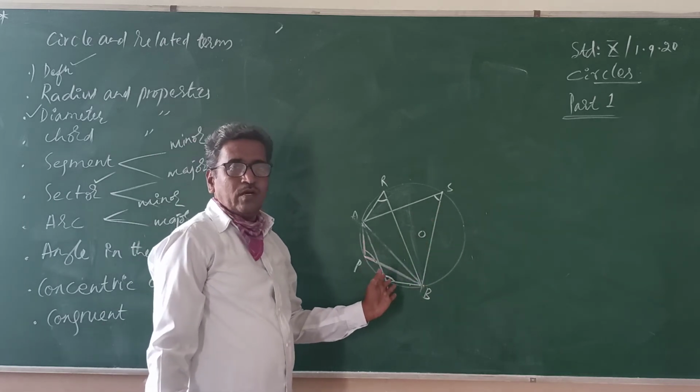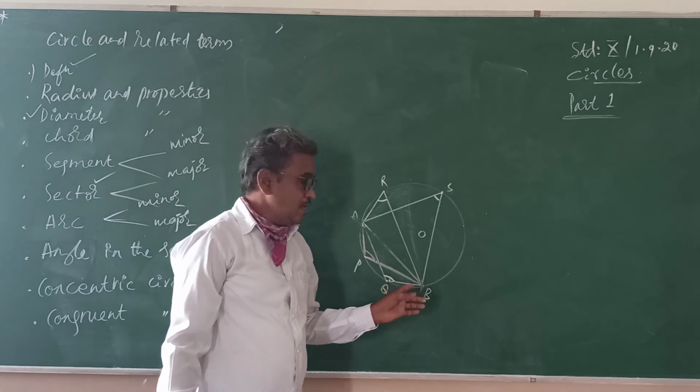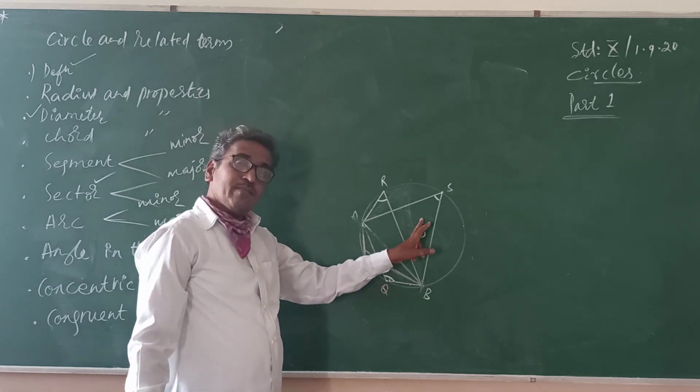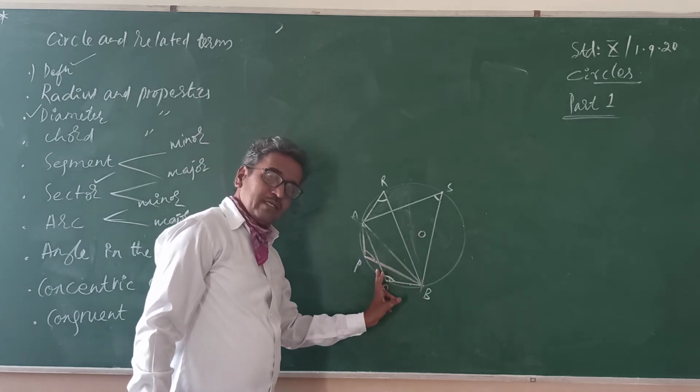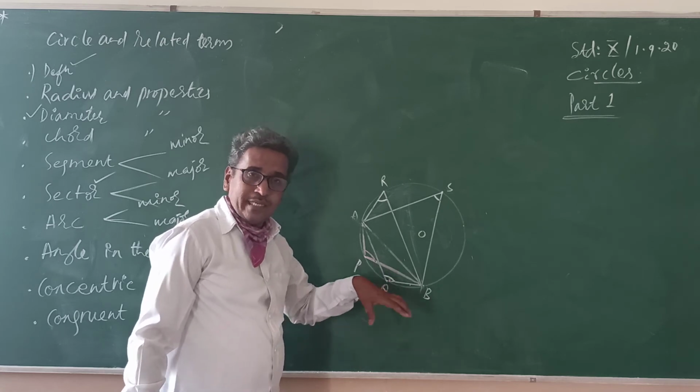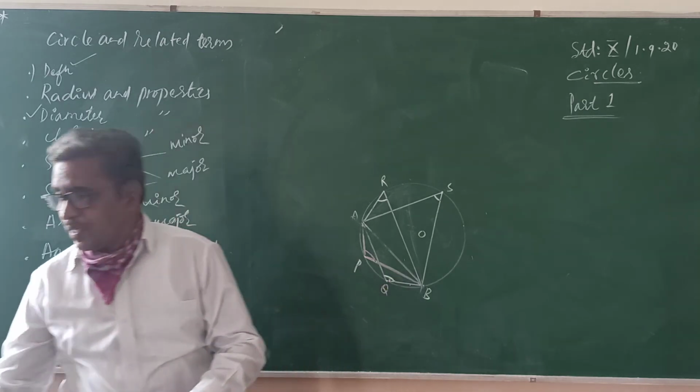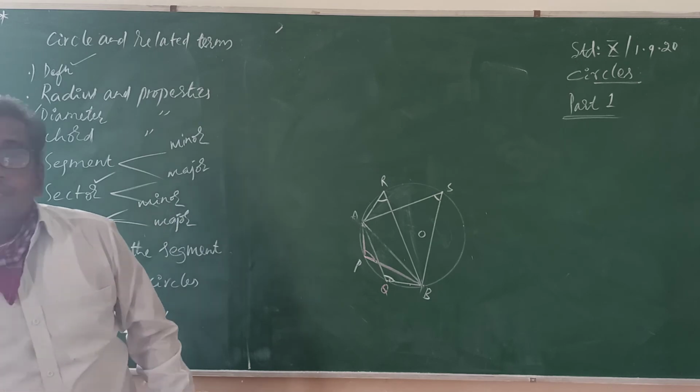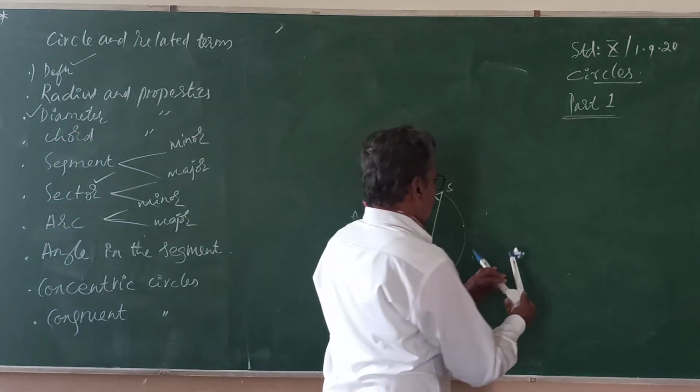See, this is what we are calling angle in the segment. Angle in the major segment is acute. Angle in the minor segment is obtuse. Angles in the same segment are equal. So what can we tell about angle in the semicircle?